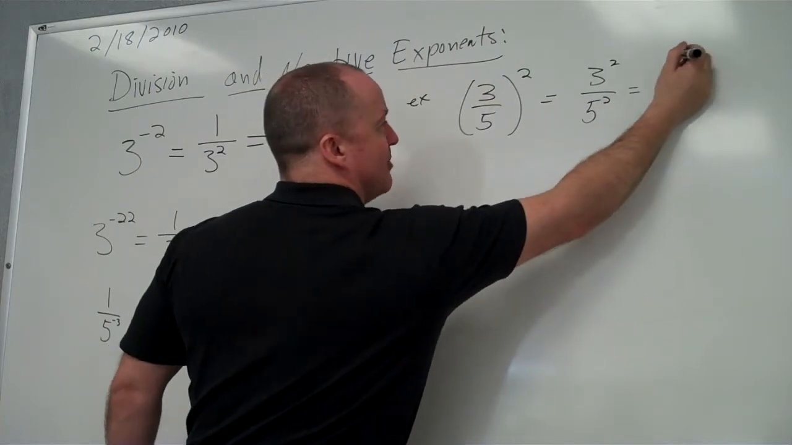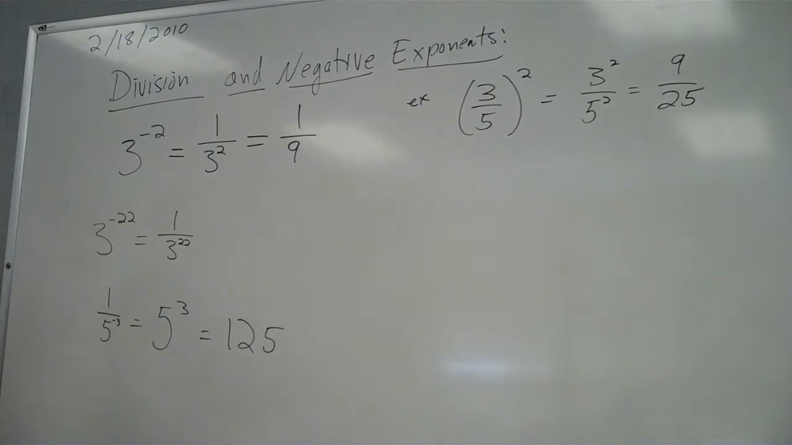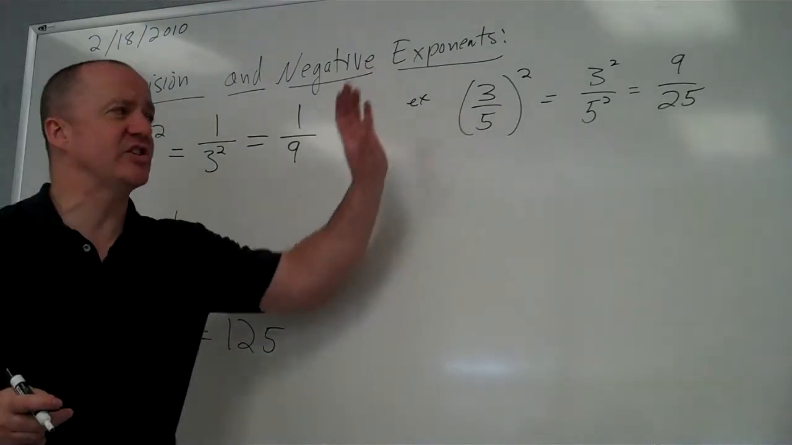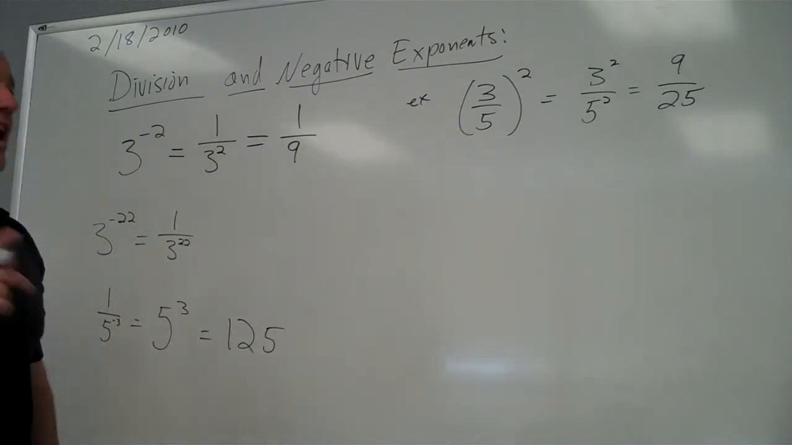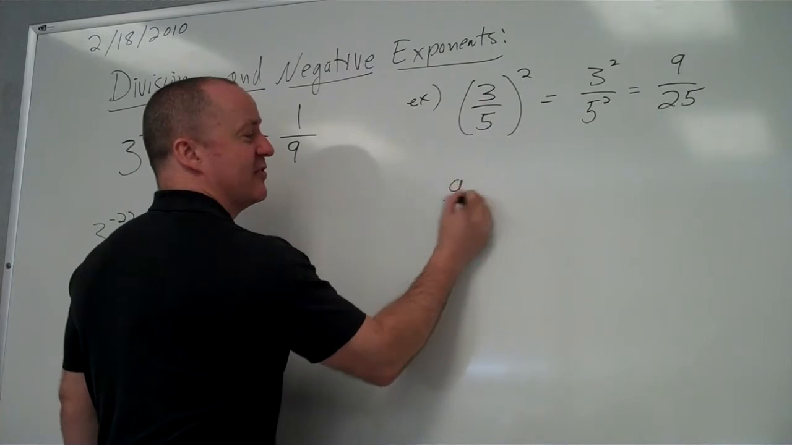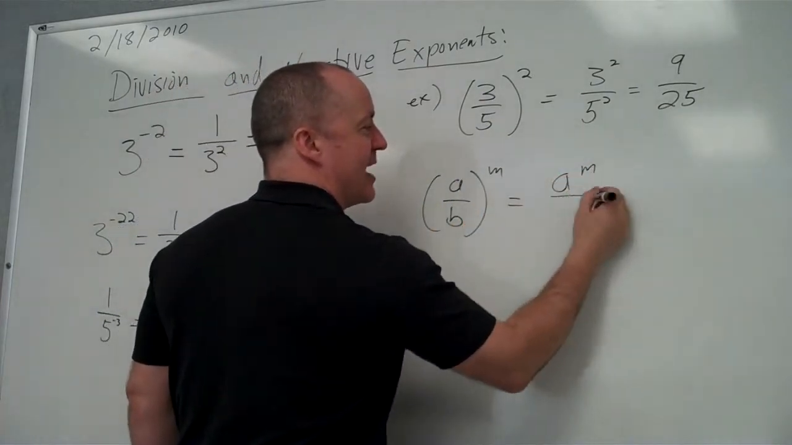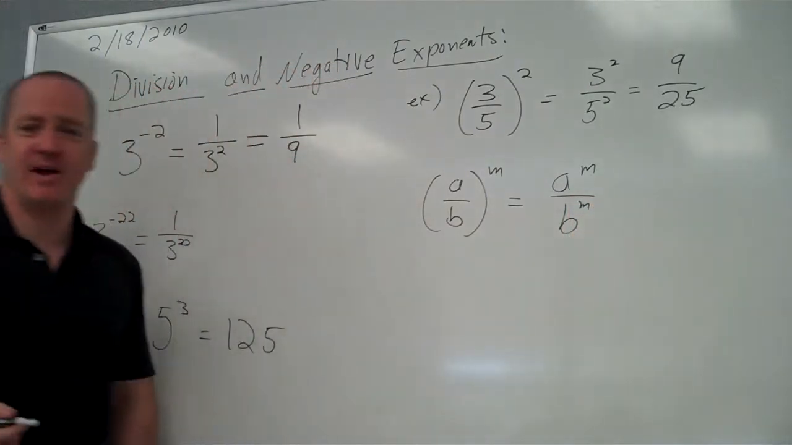And again, for numbers this small, I might expect you to know that that's 9 over 25. Okay? So again, as long as it's multiplication or division, What if it's a negative though? Hold that thought. Okay? So the general rule for this is if I have a over b raised to some number, it's a to that power divided by b to that power.